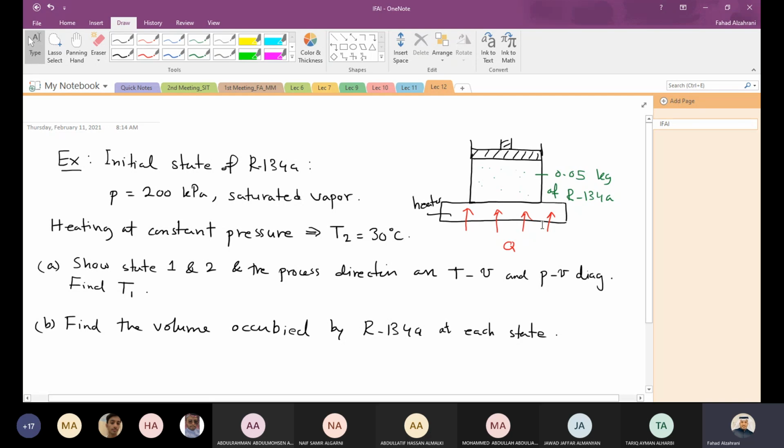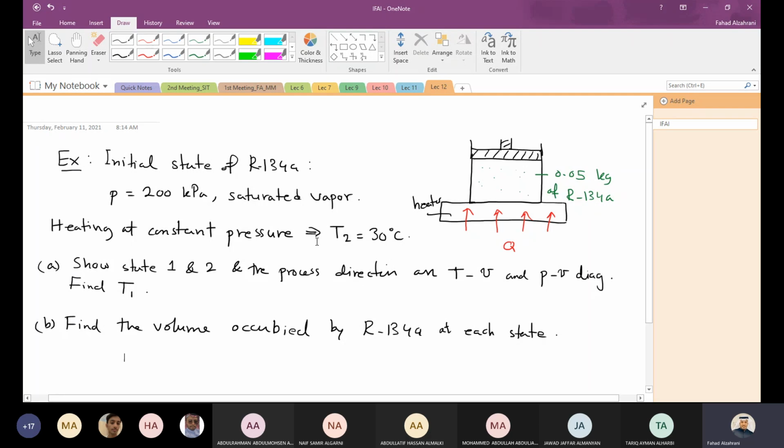So we start heating this saturated vapor refrigerant until the temperature becomes 30 degrees Celsius. We heated this at constant pressure. So this heating process is a constant pressure process, meaning the pressure is not changing, so P2 equals P1. And T2 here is 30 degrees Celsius.